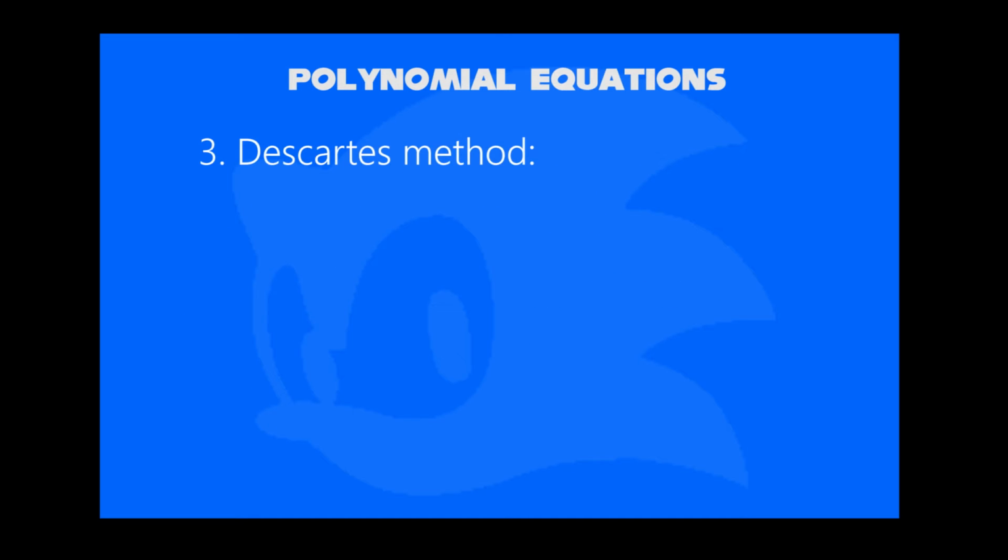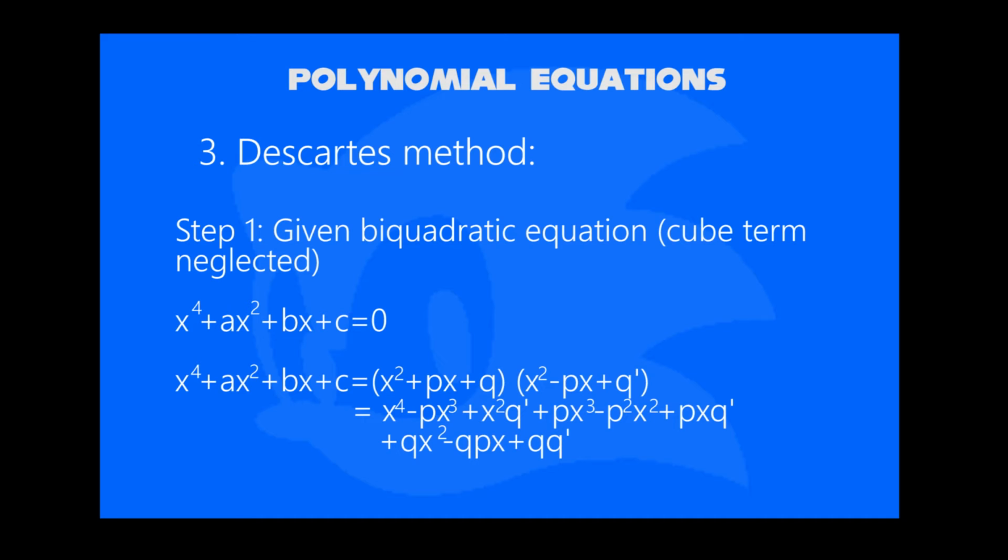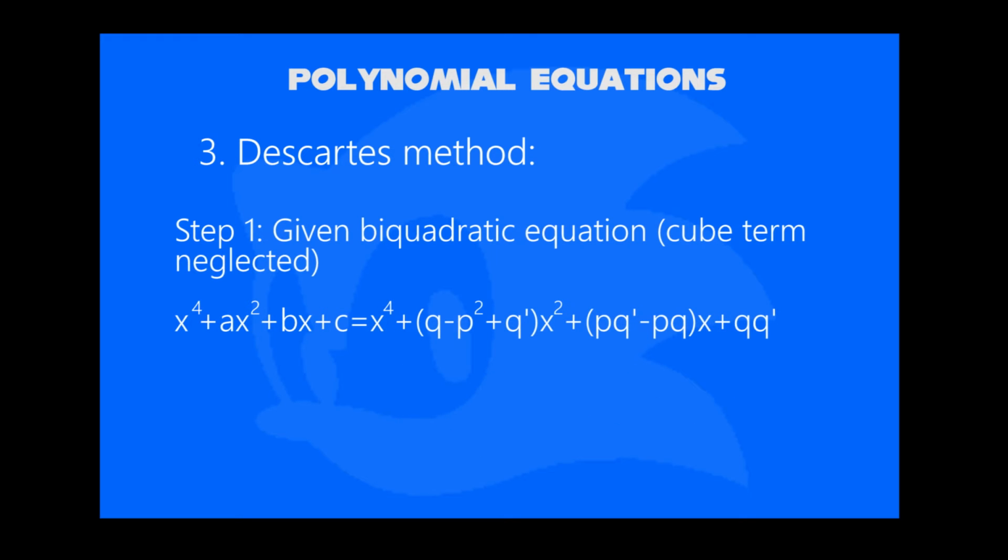In the first step, given a biquadratic equation, x to the fourth plus ax squared plus bx plus c equals 0, with no cubic term. The biquadratic equation must be equal to, say, (x squared plus px plus q) times (x squared minus px plus q'), where q' is a duplicate of the same variable q. On the right-hand side, this is a new form of the biquadratic equation: fourth term, plus square term with q minus p squared plus q', plus x term with pq' minus pq, plus constant term qq'.